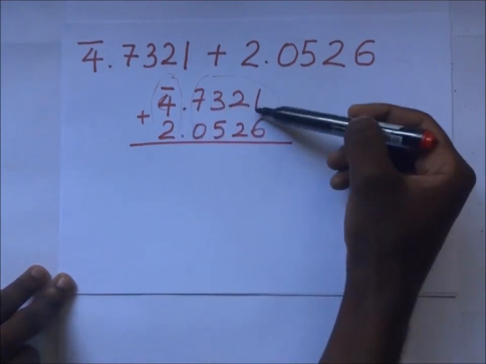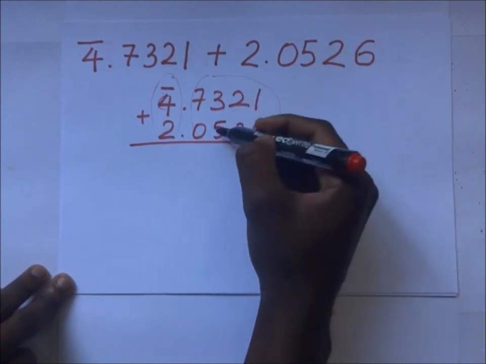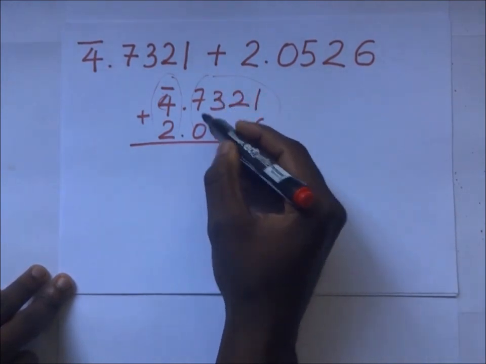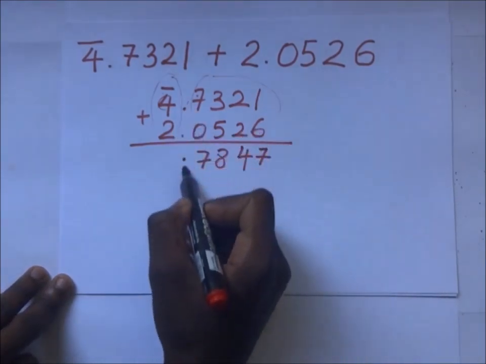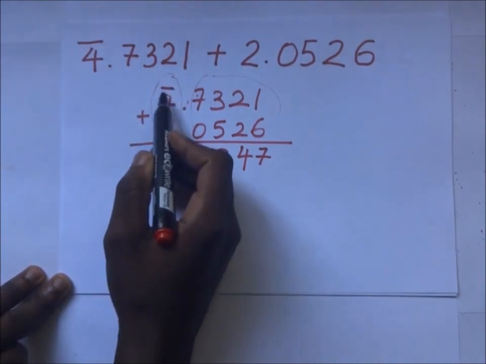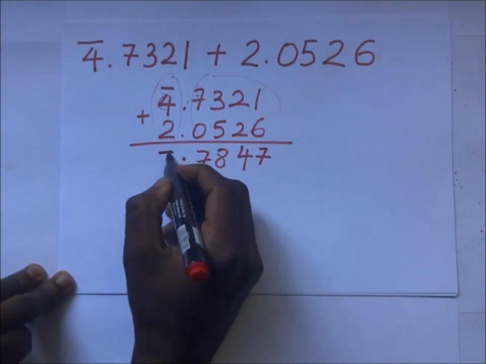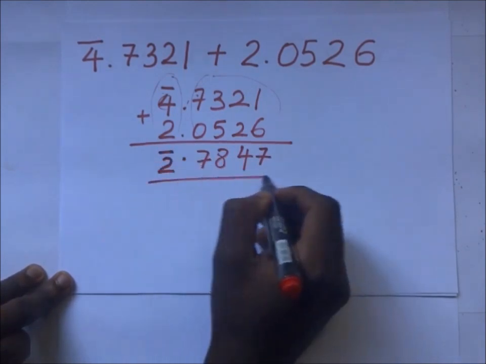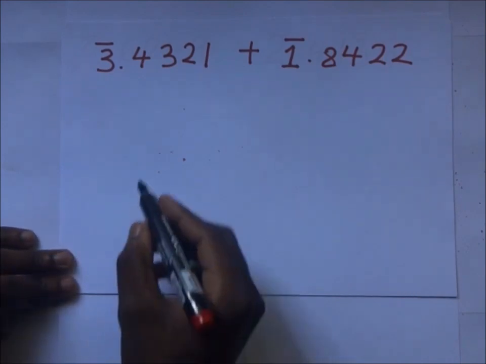So when you're adding, this is 6 plus 1, which is 7. 2 plus 2, which is 4. 5 plus 3 is 8. 7 plus 0 is 7. Then we have a decimal point right there. Then now here we're having negative 4 plus 2. Negative 4 plus 2 is going to give us negative 2, and we shall write it like that as 2 bar.